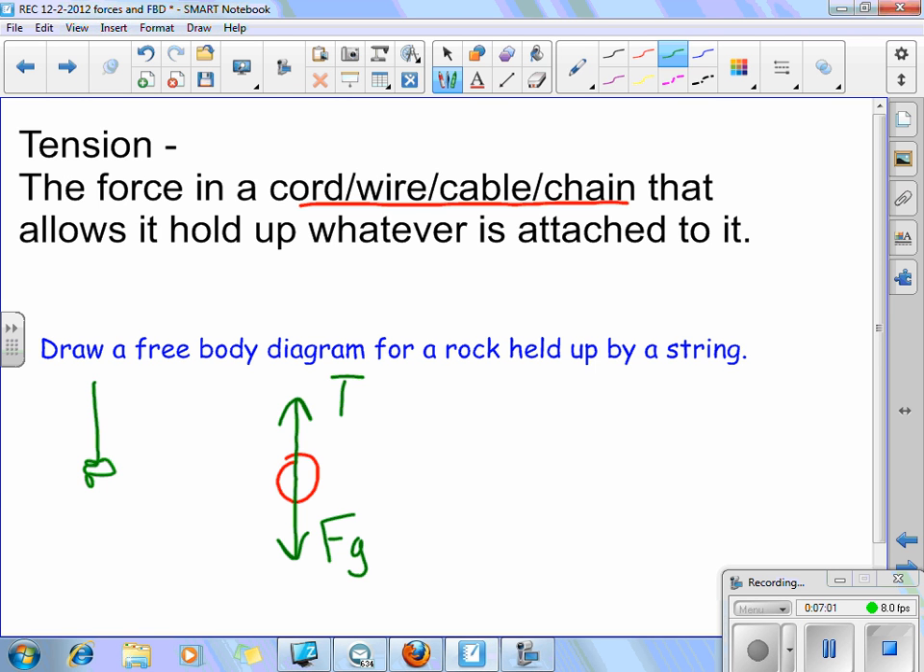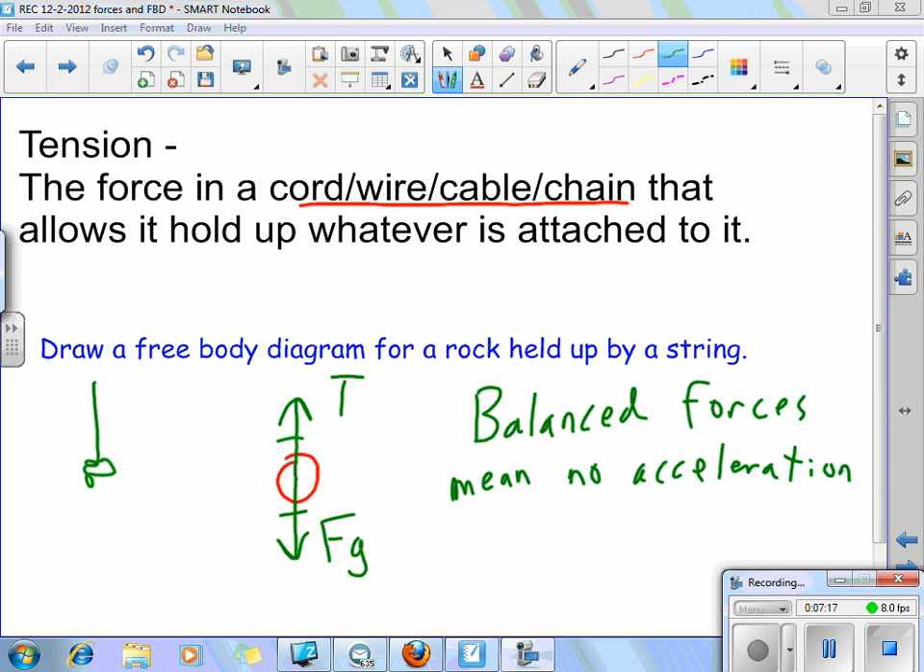Now if we assume that that thing is not moving, as in it's just sitting there and I'm holding the string and the rock and it's not going up or down and I'm not falling, then these two must be equal and opposite. They must be balanced, which means there is no acceleration. That's a key idea.